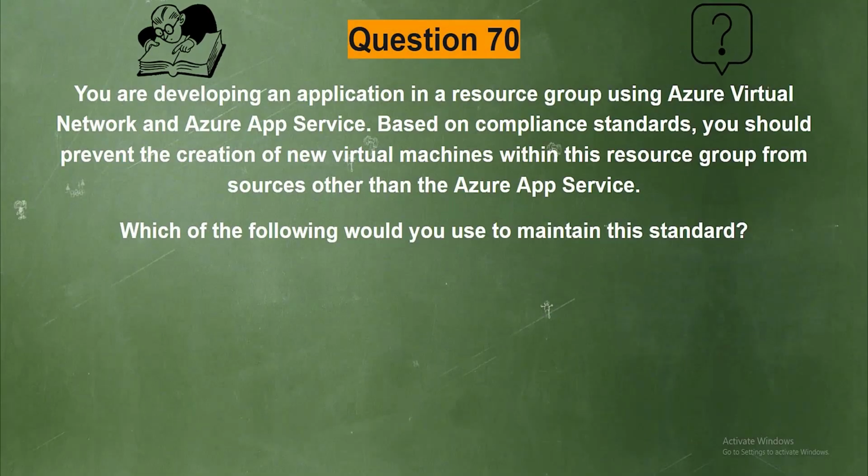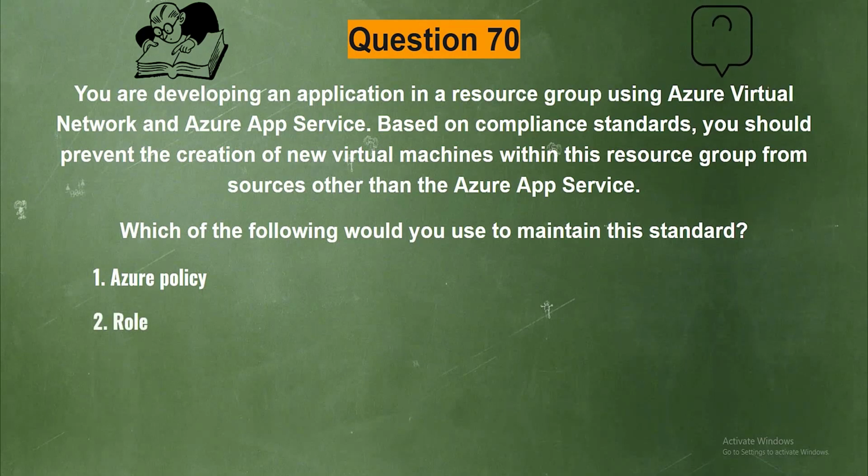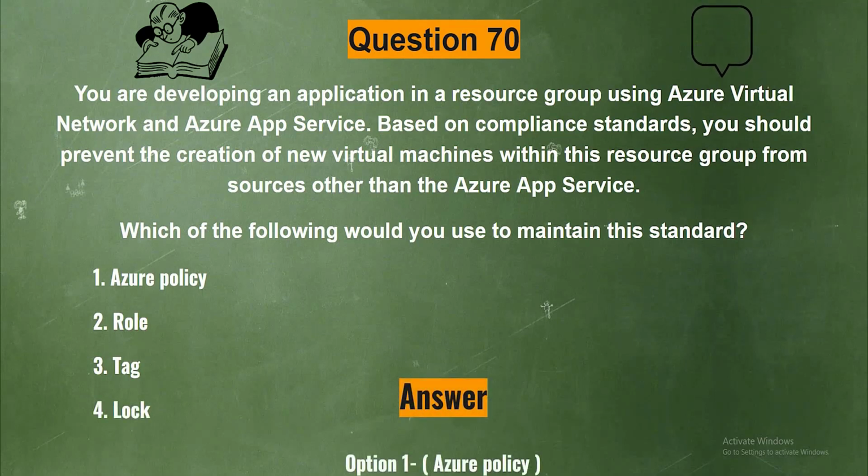Question 70. You are developing an application in a resource group using Azure Virtual Network and Azure App Service. Based on compliance standards, you should prevent the creation of new virtual machines within this resource group from sources other than Azure App Services. Which of the following would you use to maintain this standard? And the options are option 1, Azure Policy, option 2, Role, option 3, Tag, option 4, Lock. And the correct answer is option 1.